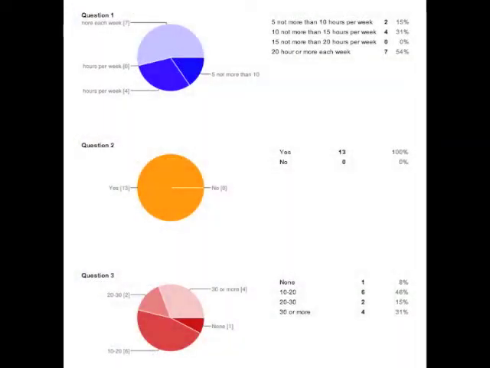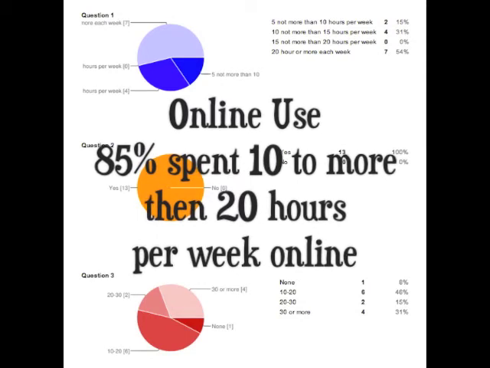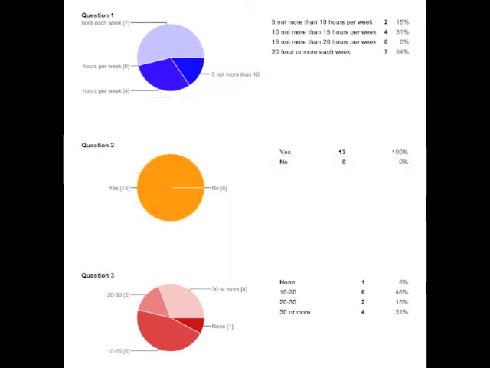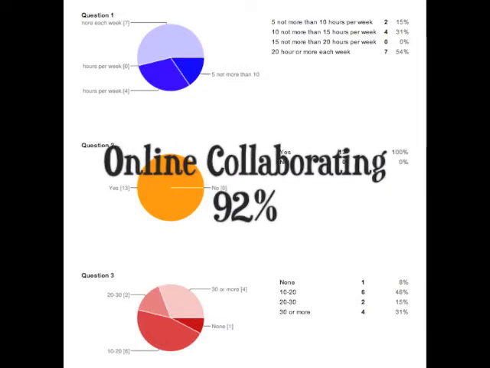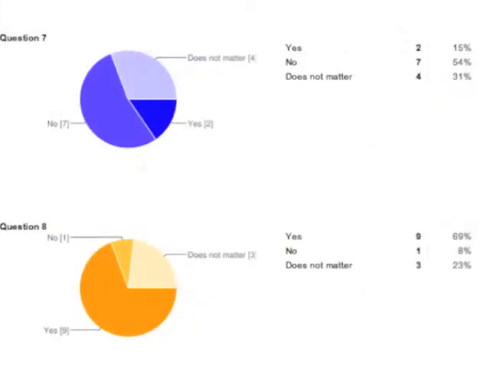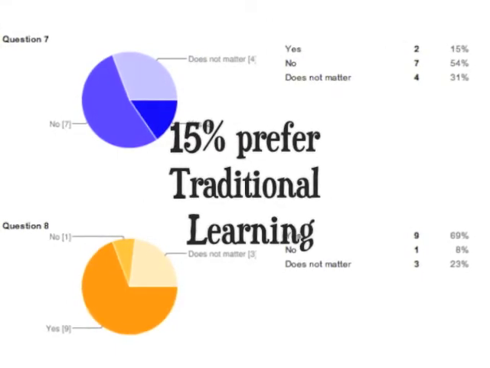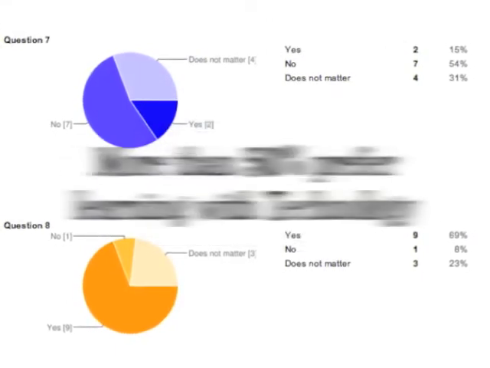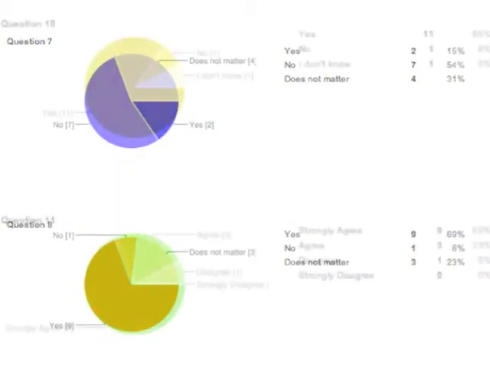With that, an astounding 85% of educators spent 10 to more than 20 hours per week online, with 92% of the same group using that time for collaborating. Of my target audience of educators, only 15% preferred learning with books, worksheets, and handouts. More than 50% preferred technology, and just over 30% preferred either or.